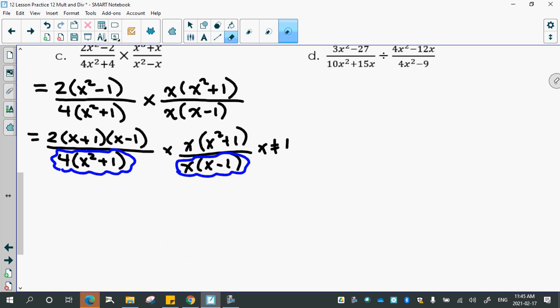So this denominator has no restrictions on it. This one has the 1. What else does it have? Zero, because you're dividing by x. Okay? Now you've done the restrictions.